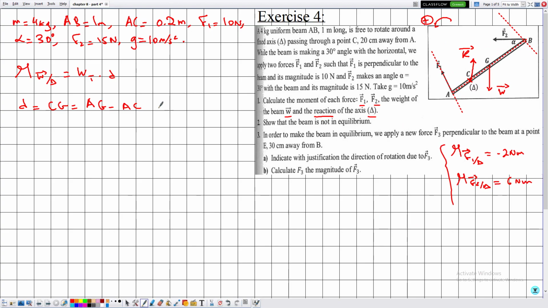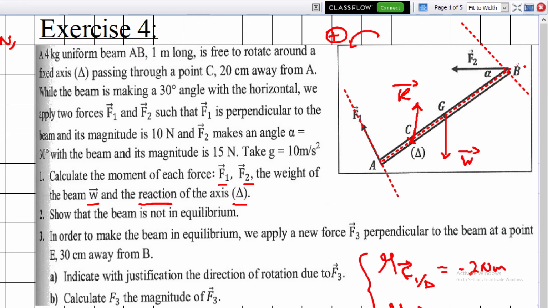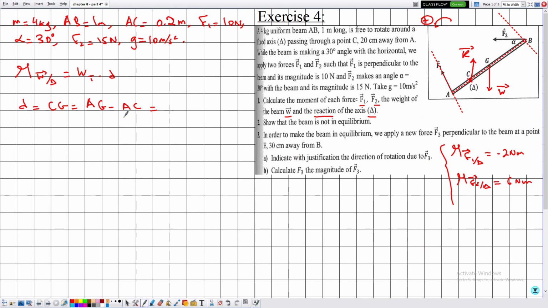Now why so? Because we know that since G is the center of gravity and the mass is distributed uniformly, this is equal to AB over 2 minus AC, and AC is given. So this is 1 over 2 minus 0.2, which is equal to 0.5 minus 0.2, which is equal to 0.3 meters. Now we can check that if AC is equal to 0.2 meters, this is 0.3 meters, and GB is equal to 0.5 meters because it is half of the 1 meter, all of these together add up to 1, which is the length of the beam.